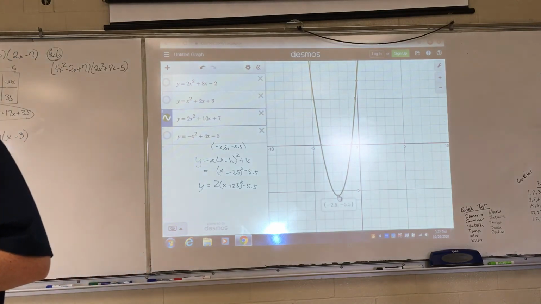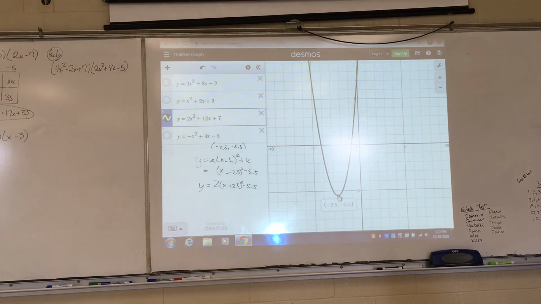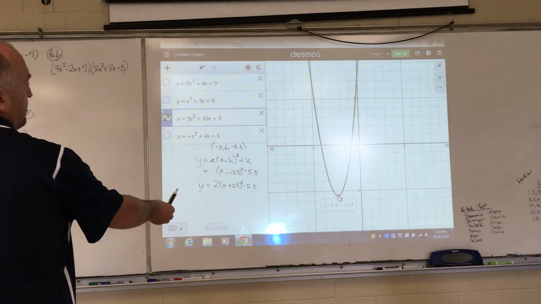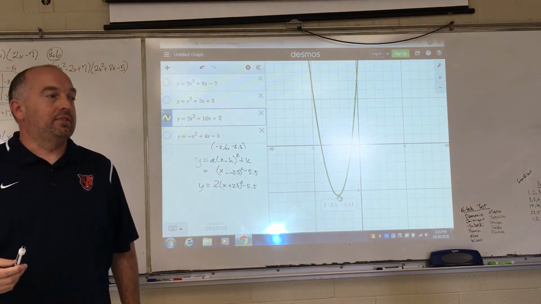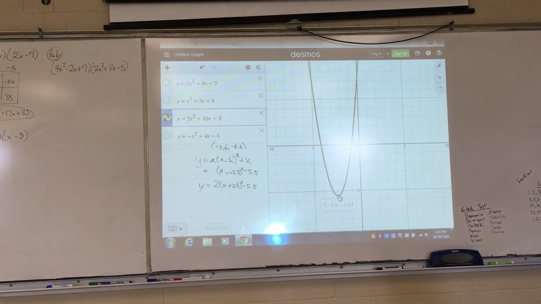And again, what you could do is put this in Desmos and then put the original equation in Desmos, and they should be the same graph. So it's easy to do, especially if it's multiple choice, or easy to do if you're checking your answer.